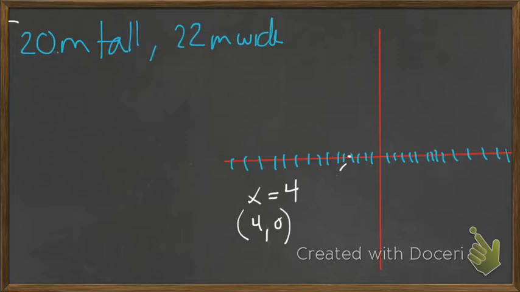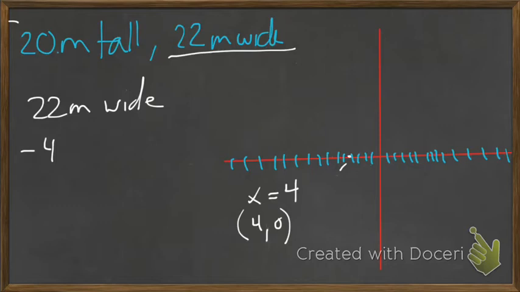We know that our arch, or our arc, however you want to say it, is 22 meters wide. So for it to be 22 meters wide, we have to think about where the other 0 will be. It's going to be somewhere over here, but what is that value? How can we determine that? Okay. 22 meters wide, -4. If we add them together, 22, what will we get?